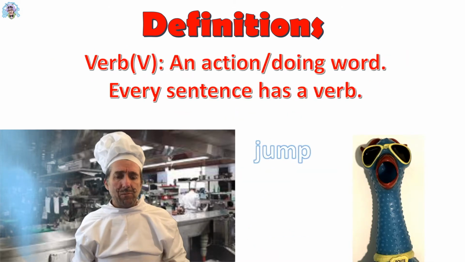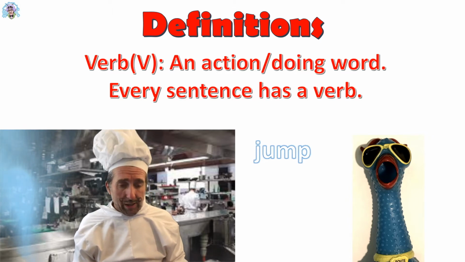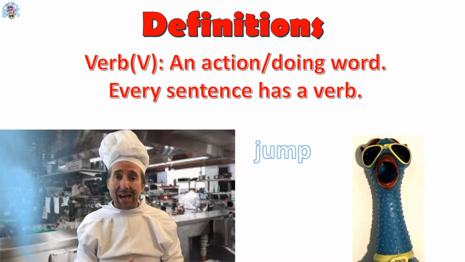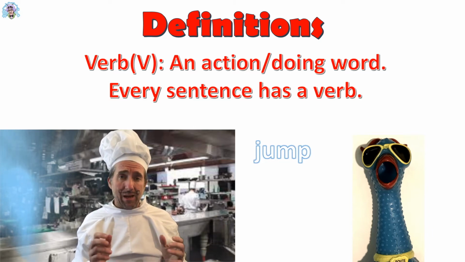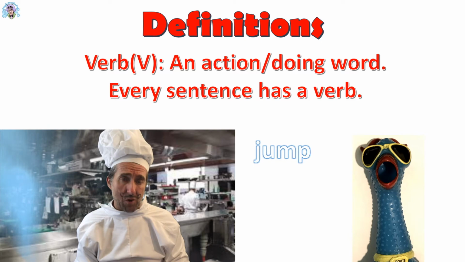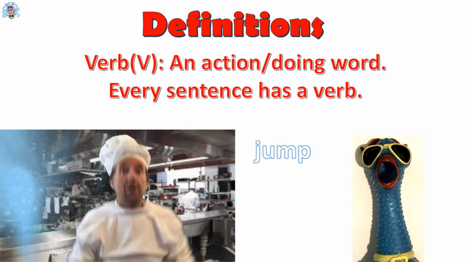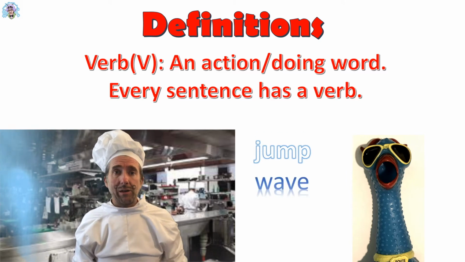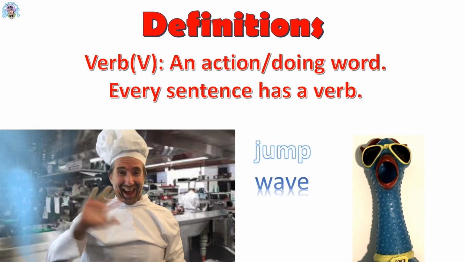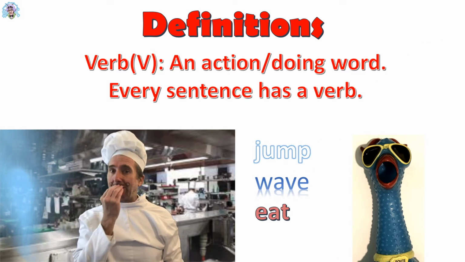A verb. Well, what's a verb? A verb is an action or doing word. Okay, every sentence has a verb. It's like every sentence has a subject. Every sentence has a verb, a doing word. An example of a doing word is this one here, jump. Another one is wave. Another one could be eat.